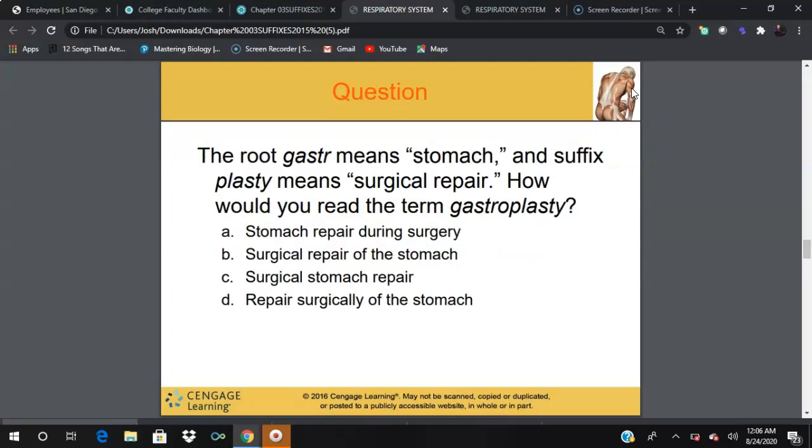And so here we go, kind of doing a reading of a word. If we have the word gastro, which means stomach, and the suffix plasty means surgical repair, how would you read the term gastroplasty? Okay, so remember, this goes back to our rule with suffixes, where when we're reading the word, we start with the suffix, and then we go to the prefix, and then the word root. In this particular word, gastroplasty, we don't have a prefix, we only have a suffix and a word root. Okay, so gastroplasty would be the surgical repair of the stomach, which basically is B listed there.